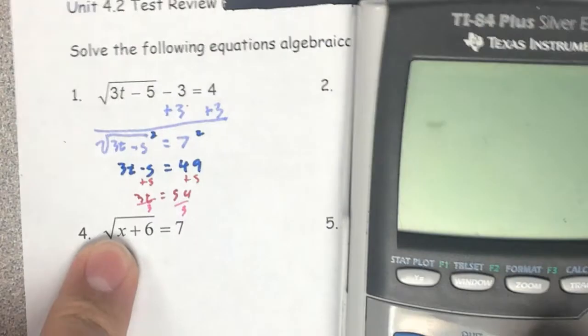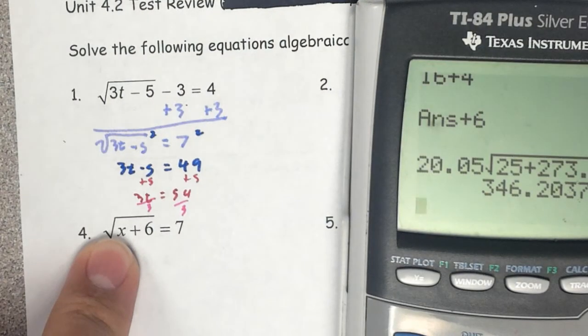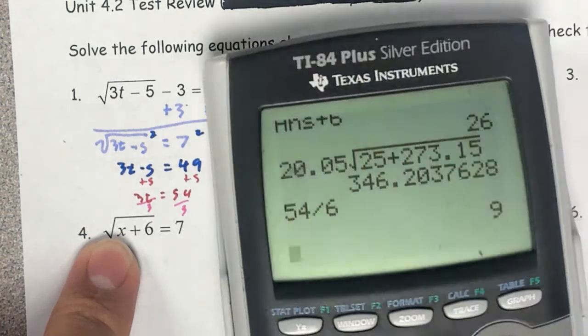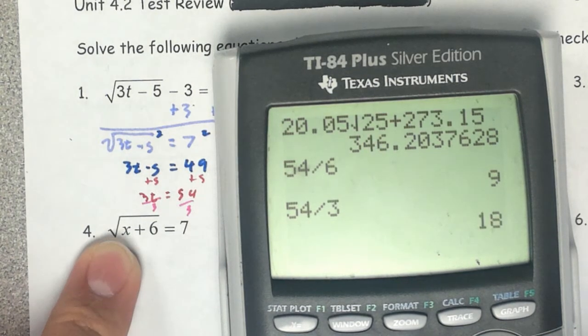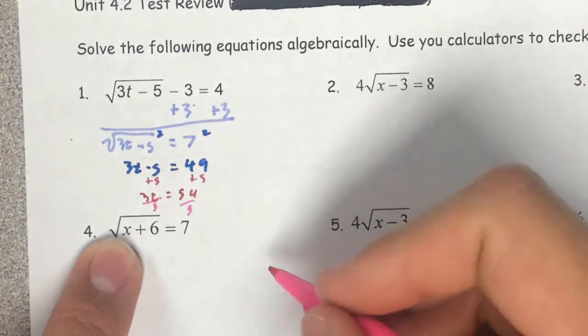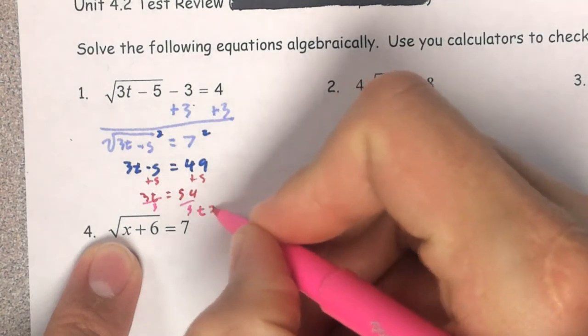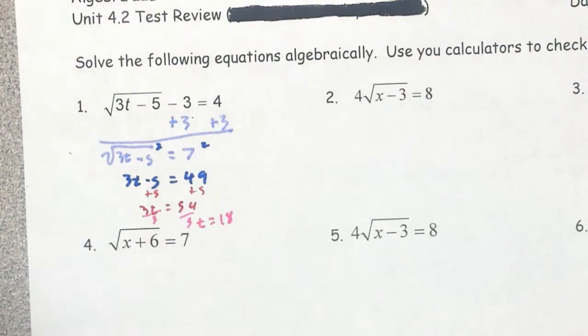If I want to use the calculator, you can always use it for little pieces. 54 divided by 3 is 9. Wait, no. 54 divided by 3 is 18. So I have t is equal to 18.